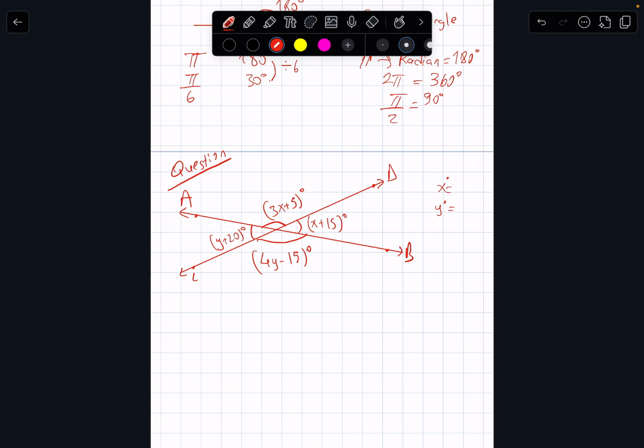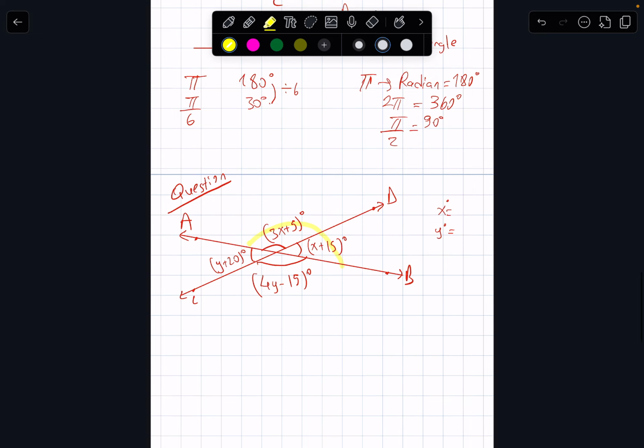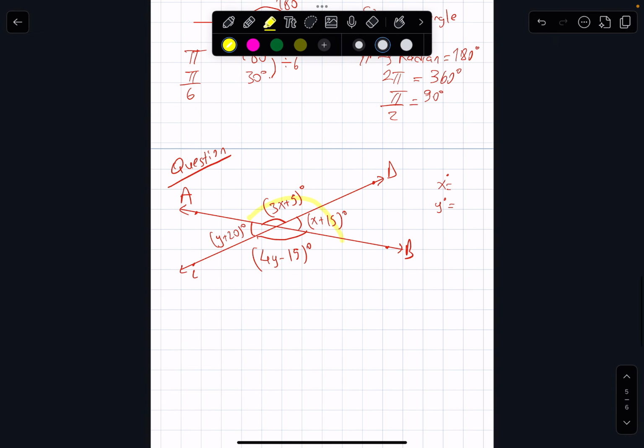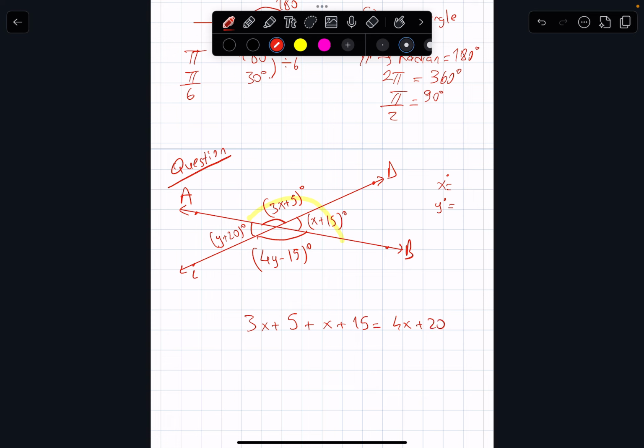So, how are we going to do it? Easy. This right here is equal to a straight angle, 180 degrees. So I'm just going to add them up. 3x plus 5 plus x plus 15, 4x plus 20 is equal to 180. So I just drop this 20 to the other side of the equation. 4x is equal to 160, divided by 4. x is going to be 40. So x is equal to 40.